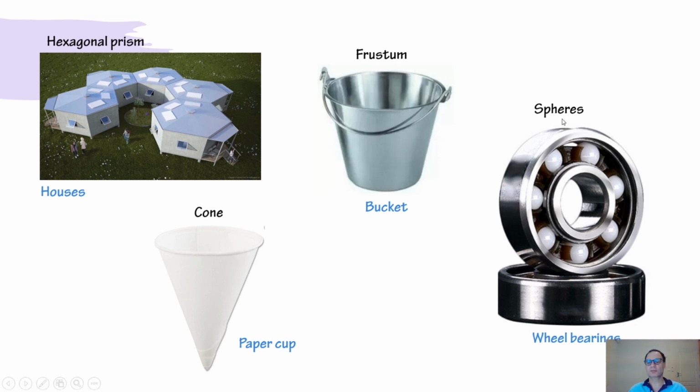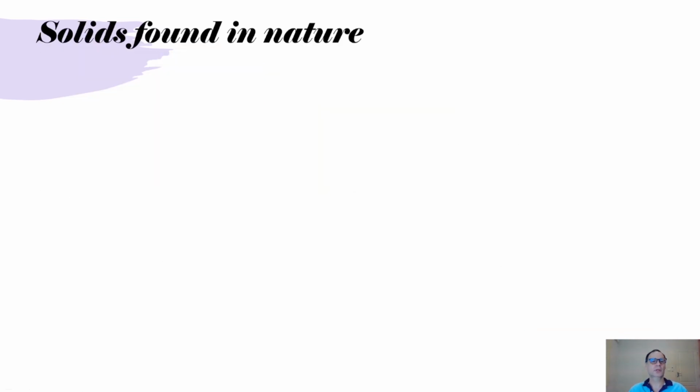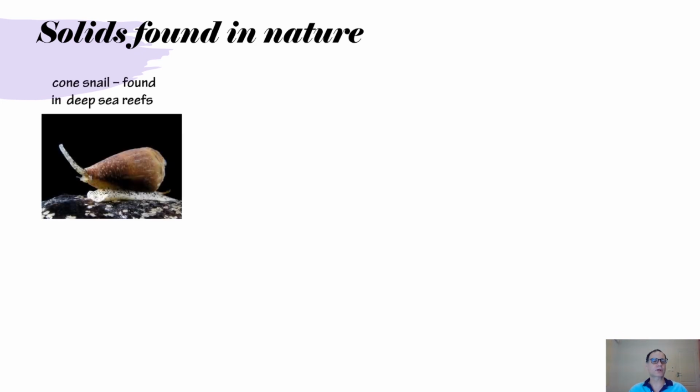These are spheres. They're held inside a wheel bearing. These are very common in vehicles like cars and trucks and bikes. These are examples of solids found in nature. This is a cone snail. It's found in the deep sea reefs.